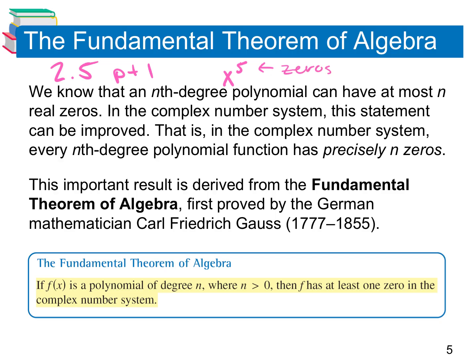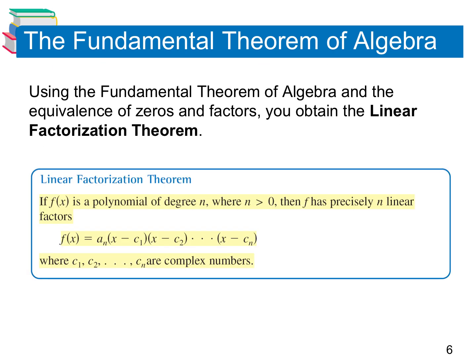Or 5 solutions. Some of those zeros can be real, some can be imaginary, but we know that we're going to have 5 of them. So with 2.5, there's going to be different ways that we can leave our answer. If it says to find the zeros, then it just wants x equals whatever our zeros are. But if it says to write your answer in linear factorization, it wants it written as the factors.